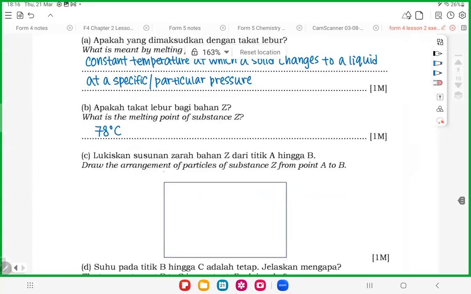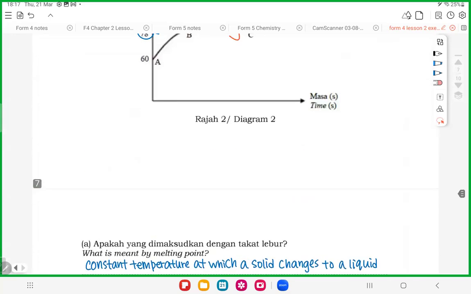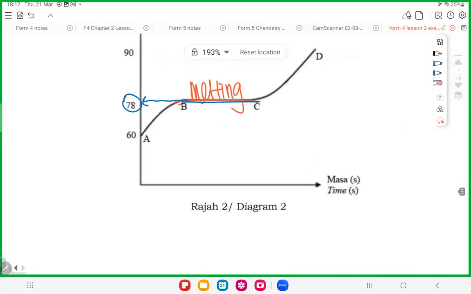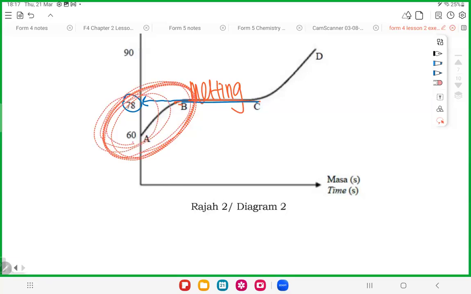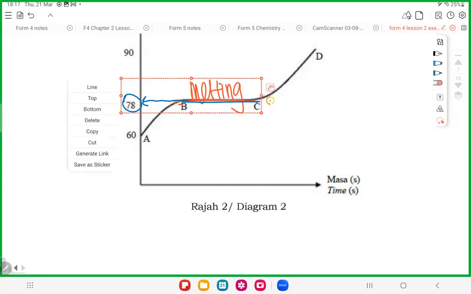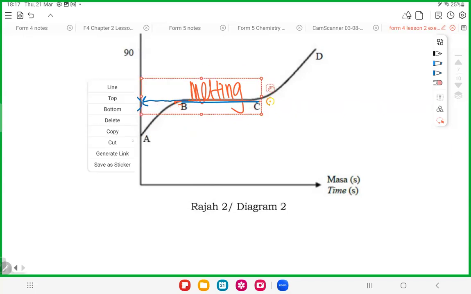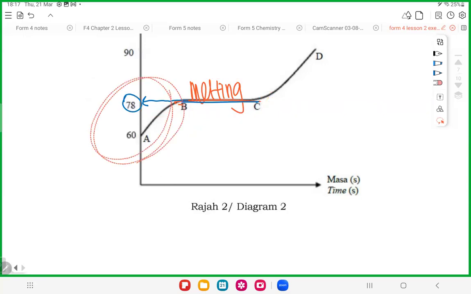Draw the arrangement of particles for substance Z from A to B. So when they give you these kinds of boxes, you know already you need to draw solid, liquid, or gas. How do you know whether it is solid, liquid, or gas? They want point A to B. So everyone put your eyes on here, A to B. Just tell me, A to B is a solid, liquid, or gas? Solid, right or not? Melting is here, so this one, not yet melting. Solid. So how to draw solid, guys?